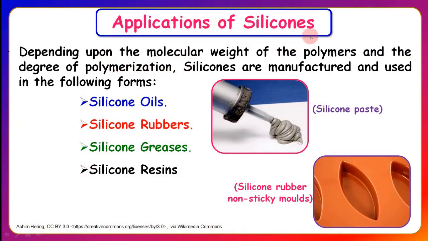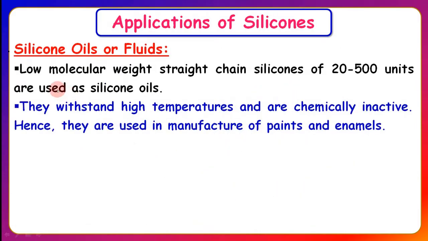Let us discuss the applications of silicones. Depending upon the degree of polymerization, silicones are manufactured and used in the following forms: silicone oils, silicone rubbers, silicone greases, silicone resins. In the picture you can clearly see the silicone paste and the non-sticky molds made up of silicone rubber. Let us see the applications of silicone oils first.